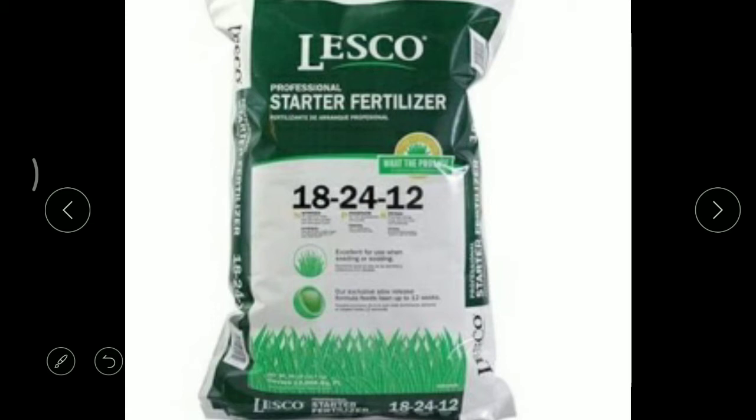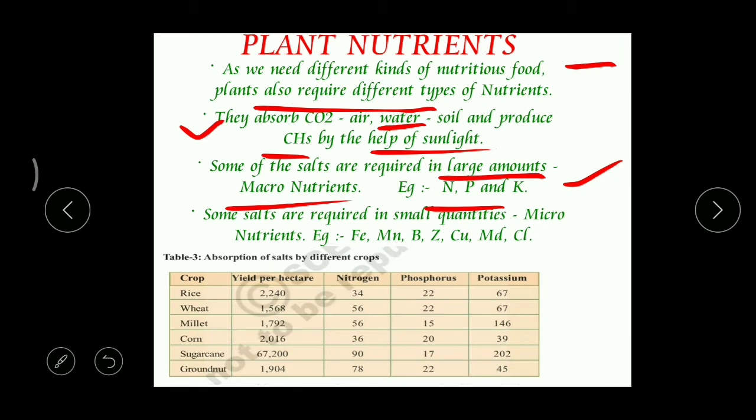NPK means the first number indicates nitrogen percentage, the second number phosphorus, and the third number potassium. So what do you call that number? That is called the NPK ratio. Correct. And in the same way, some of the nutrients are needed in lesser or small quantities.